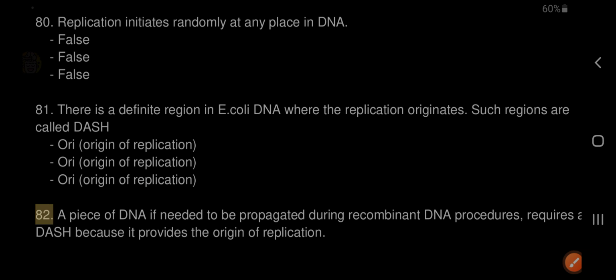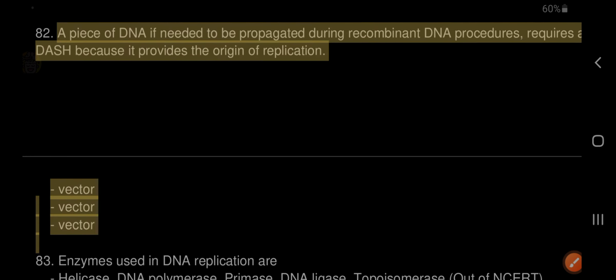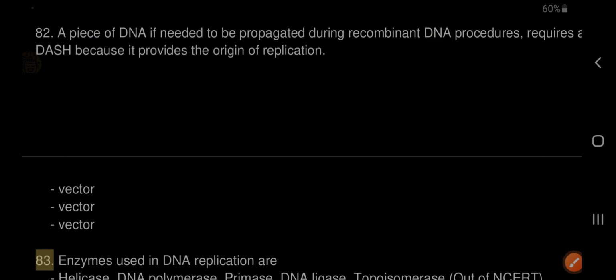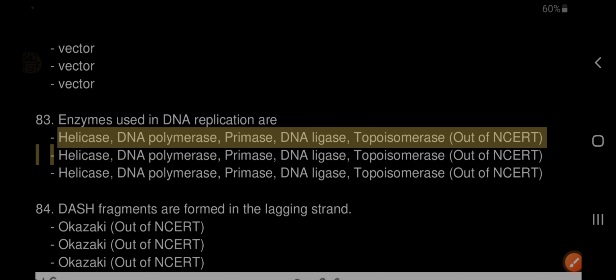82. A piece of DNA, if needed to be propagated during recombinant DNA procedures, requires a dash because it provides the origin of replication. Vector. 83. Enzymes used in DNA replication are helicase, DNA polymerase, primase, DNA ligase, topoisomerase, out of NCERT.